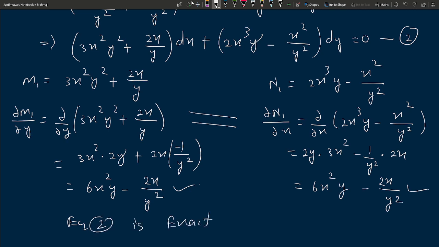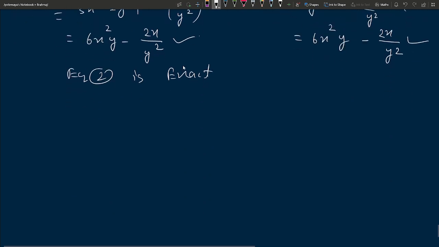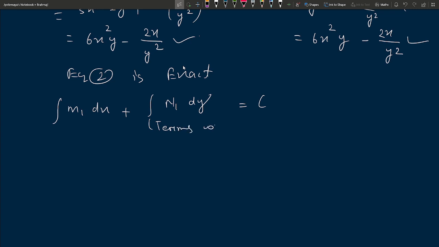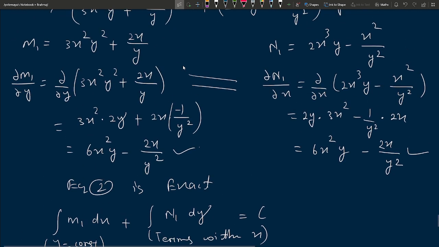And you know how to solve an exact differential equation. Okay, how to solve an exact differential equation? This is integration M1 dx plus integration of N1 dy equal to c, terms without x and y constant. What is M1? M1 is here.